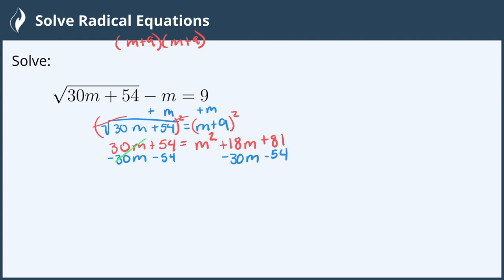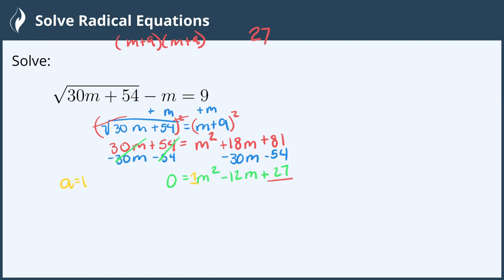Then 30m minus 30m cancels. 54 minus 54 cancels. And so we have 0 equals, nothing combined with the m squared, so it stays. 18 minus 30m gives us negative 12m, and then positive 81 minus 54 is a positive 27. Now we need to factor this and use the zero product property, because this is in the form of a equals 1, meaning the coefficient in front of the m squared is a 1. This means that we only need to look at the numbers for c and factor that.